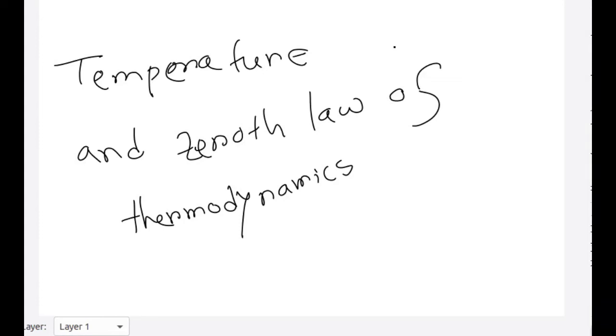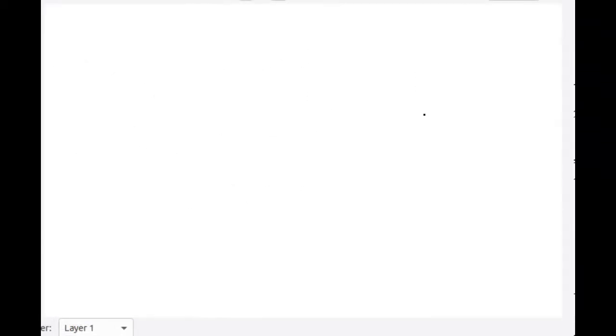This lecture is about two very fundamental concepts of thermal physics, temperature and Zeroth law of thermodynamics. Say two objects of temperature T1 and T2 are kept in a thermally insulated container.